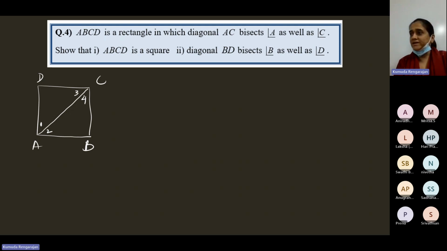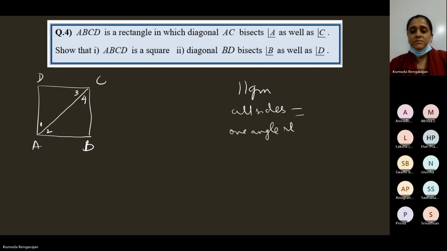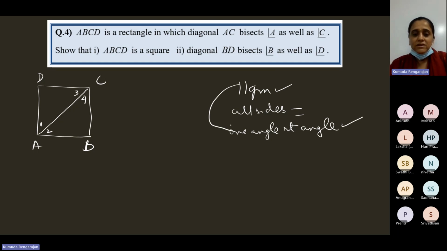Because it's already a rectangle, it's already a parallelogram with one angle a right angle. So you just have to prove that all the sides are equal. A square is a parallelogram with all sides equal and one angle a right angle. This is the definition. The parallelogram and the right angle we already have, because ABCD is already a rectangle. So to prove that it's a square, you only have to prove all sides are equal.